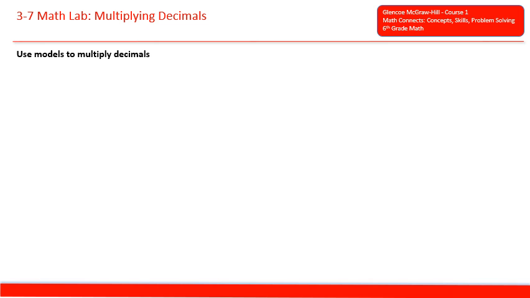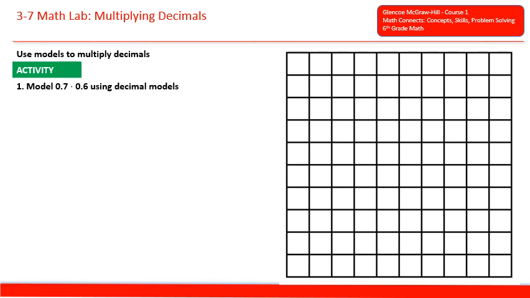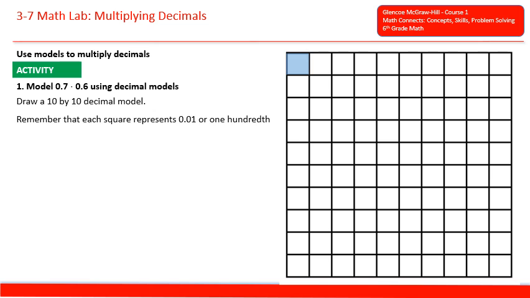Okay, we're going to use models to multiply decimals. Activity: model 0.7 times 0.6 using decimal models, or 7/10 times 6/10. There's our model. It's 10 by 10. Remember that each square represents 0.01 or 1/100th.